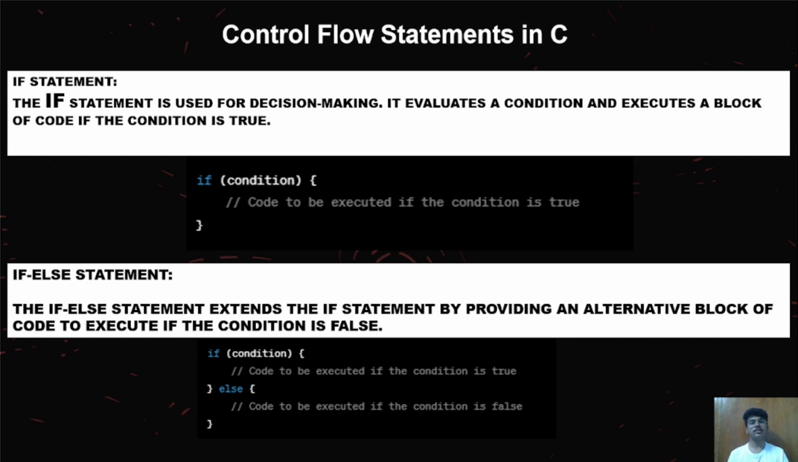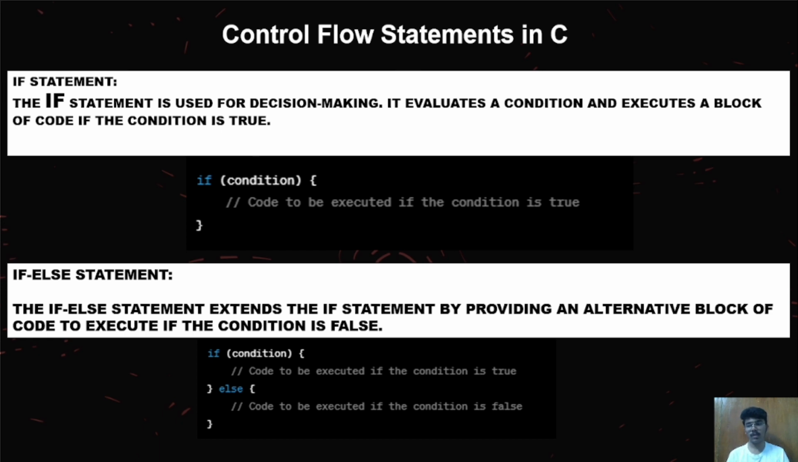Moving on to control flow statements in C. There are several statements, so let's discuss them in detail. First is the if statement. The if statement is used for decision making. It evaluates a condition and executes a block of code if the condition is true. Syntax for if is: if condition, curly brackets, code to be executed if the condition is true. It executes the code only if the condition is true.